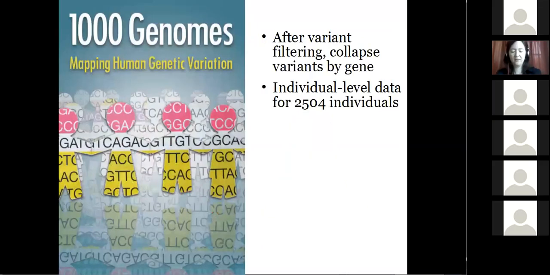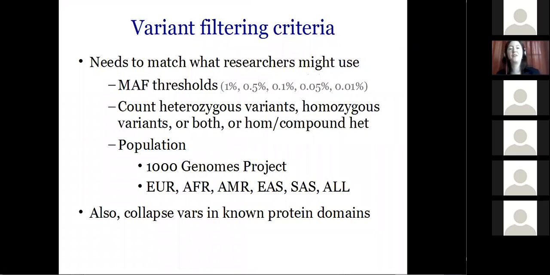So what I did was, to get this frequency for every gene, I took the 1,000 Genomes data. The phase 3 dataset contains individual level data for 2,504 individuals. I filtered variants by various filtering thresholds that researchers might use, and I collapsed variants by gene to get the count for every single gene. Now, in order to make this applicable to your research, you have to use the same variant filtering criteria in getting to these numbers that you would use in your study.